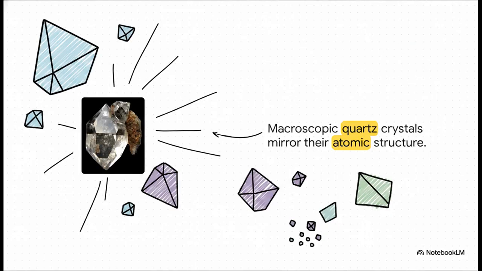To ground all this abstract math, just look at macroscopic quartz crystals. Notice those sharp, angular geometric shapes? That natural shape, the one you can literally hold in your hand, is a direct, beautiful reflection of the microscopic atomic tetrahedral structure we were just looking at. The macro world perfectly mirrors the micro world.